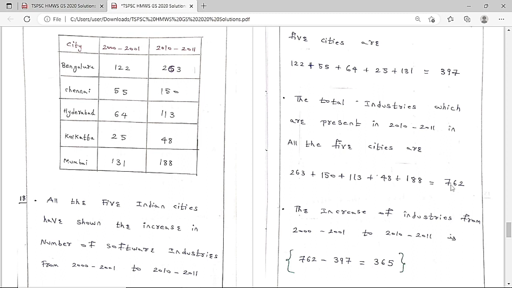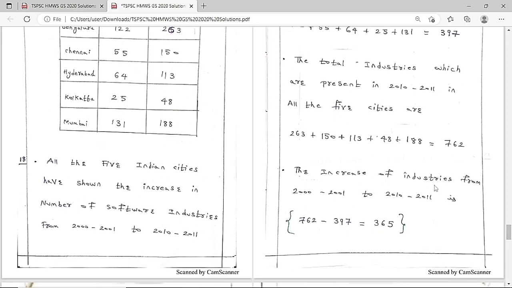So now we just need to do the difference in order to get the overall number of software industries which increased over the time period. So the increase of software industries from 2000-2001 to 2010-2011 is the subtraction of these two things. 762 minus 397, which is nothing but 365. So therefore, 365 software industries have increased in all the cities over the given period. So this is the correct solution of this question.